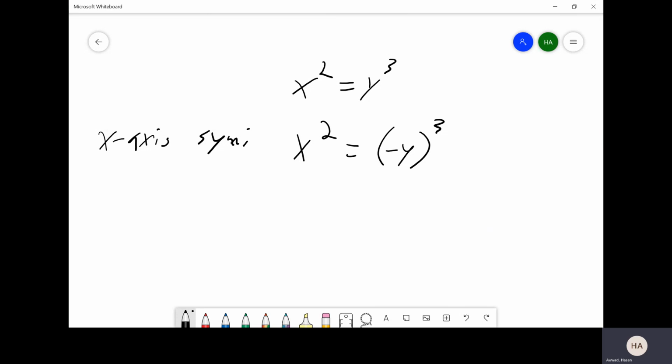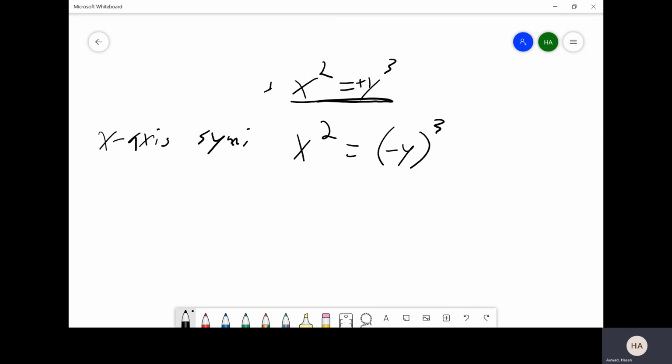Well, now all we have to do is figure out the sign of negative y cubed, right? If it's positive after we cube it, then great, we get the same original equation back. This is our original equation, x squared is equal to y cubed, where obviously this is positive and also this is positive. So if we get positives back, then great, we're done. It's symmetric. If we get a negative back, though, then it's not symmetric, and we've shown that.